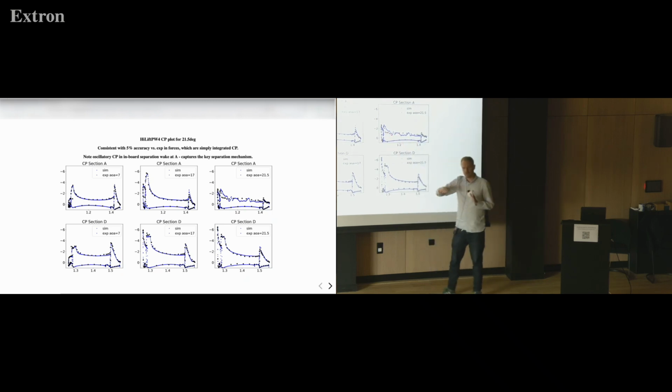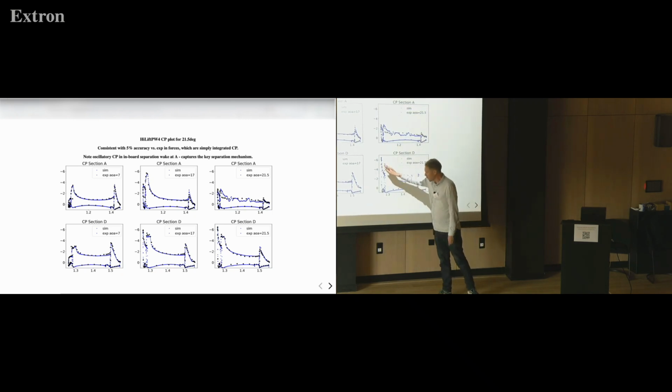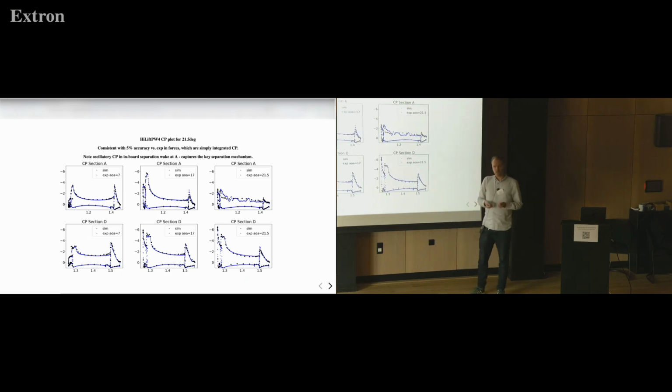So in a mean setting, we match the experiment very well. And you can see basically everywhere, we nailed the experiment with Euler, without a boundary layer and with a mesh that is 100,000 vertices.